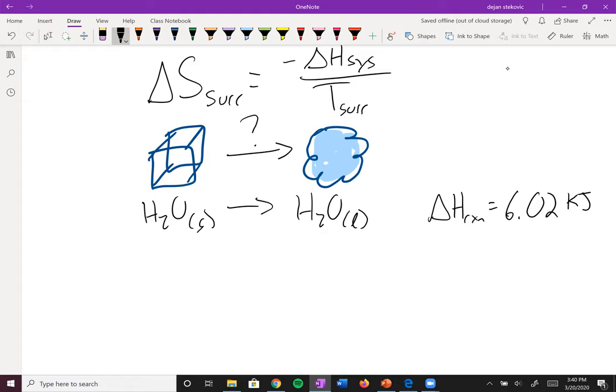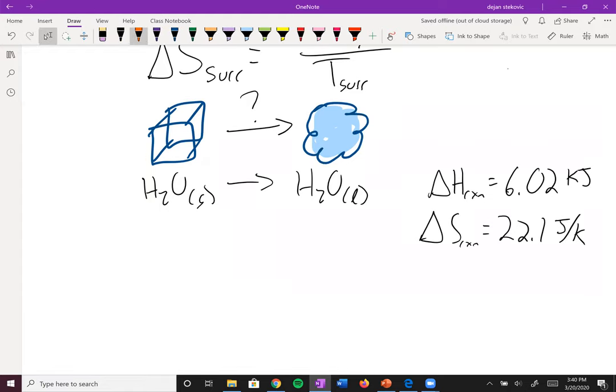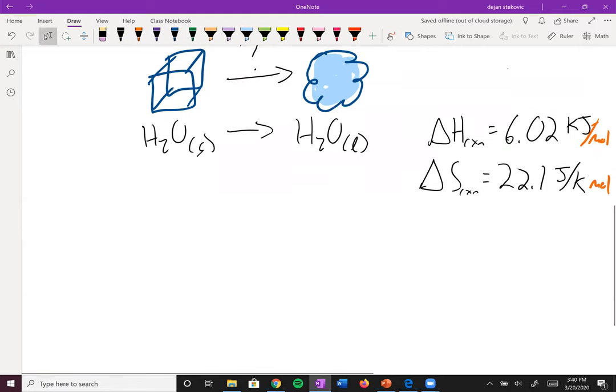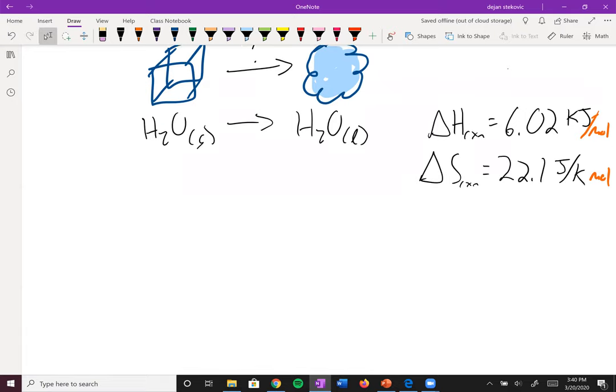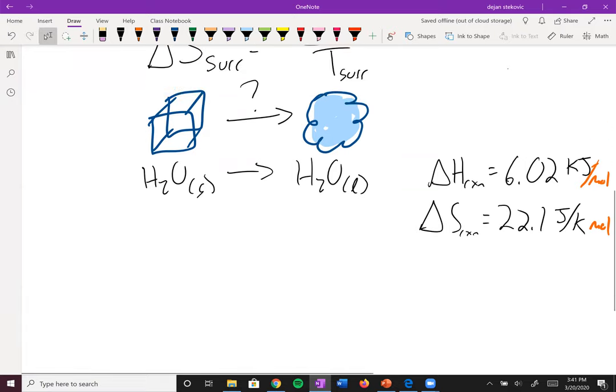And then you can also look up the delta S of this reaction, and you'll get 22.1 kilojoules per Kelvin. So again, that makes sense as well, because we're increasing the entropy when we go from a solid to a liquid. And although these units don't state it, generally these values are per mole. It just won't be stated for enthalpy or entropy. Let's just assume that you're talking about per mole of reaction here. So in this case, it is just per mole of water. And so the question: will it melt?